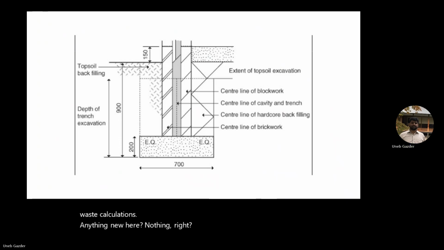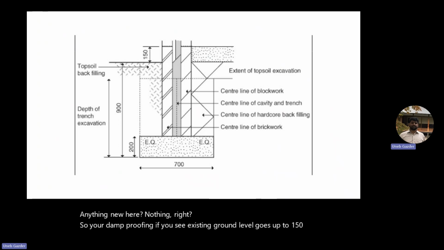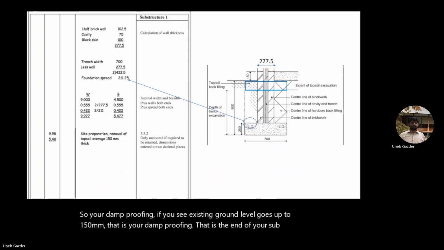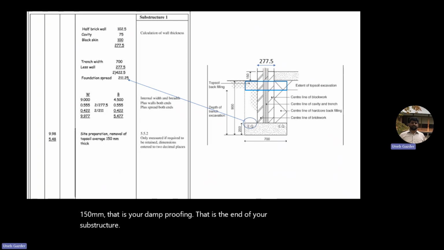Your damp proofing, if you see existing ground level, goes up to 150 millimeters. That is your damp proofing. That is the end of your substructure. So what are we calculating here? First of all, I'm calculating the topsoil removal.